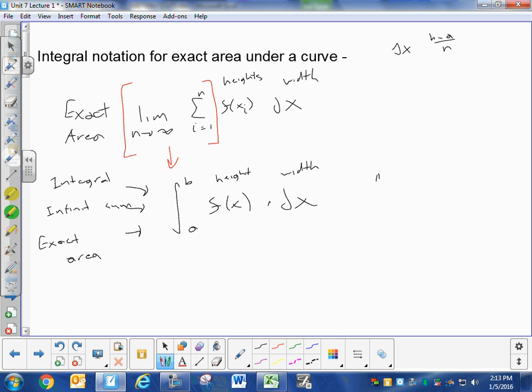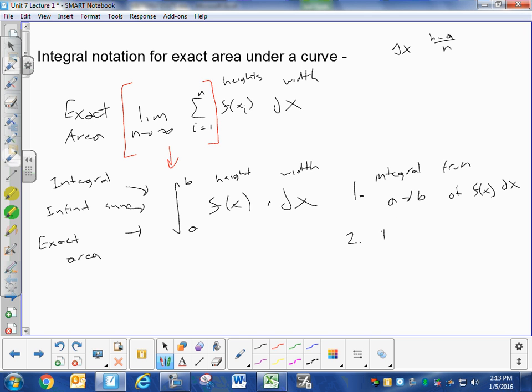This is read the integral from a to b of f of x dx. Translation, it is the area under f of x above the x-axis between a and b. I mean, it can mean multiple things. This is the first statement.